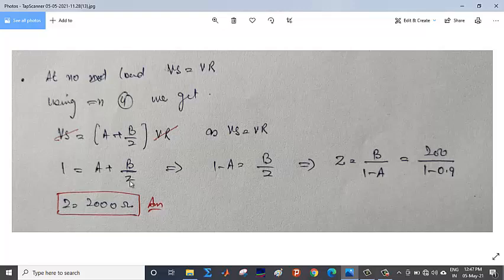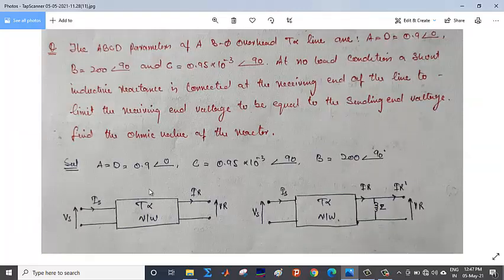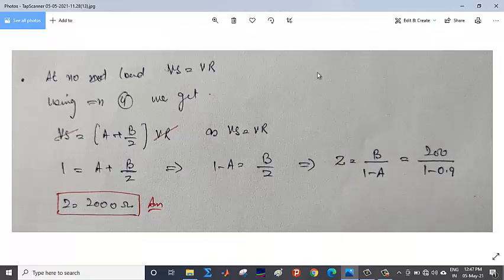I have to calculate this Z. A is given, B is given. So 1 minus A is equal to B by Z. So Z is equal to B divided by 1 minus A. So this is 200, and this is 1 minus 0.9. Is it 0.9? Yes, A is equal to 0.9. So finally, this is equal to 200 divided by 1 minus 0.9. It comes out to 2000 ohms. Okay, thank you.